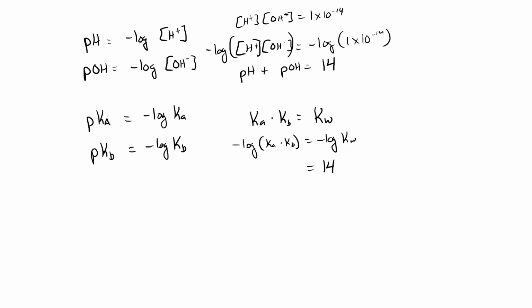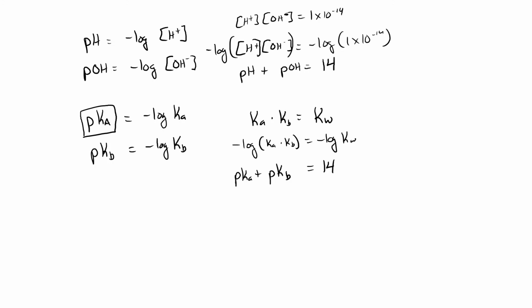On this side, if we take the negative log of Ka, that's the pKa, and we can add in the negative log of Kb, and that gives us the pKb. So pKa plus pKb equals 14. We're going to use pKa in one of our fundamental equations coming up real soon, so I want to introduce this idea here.